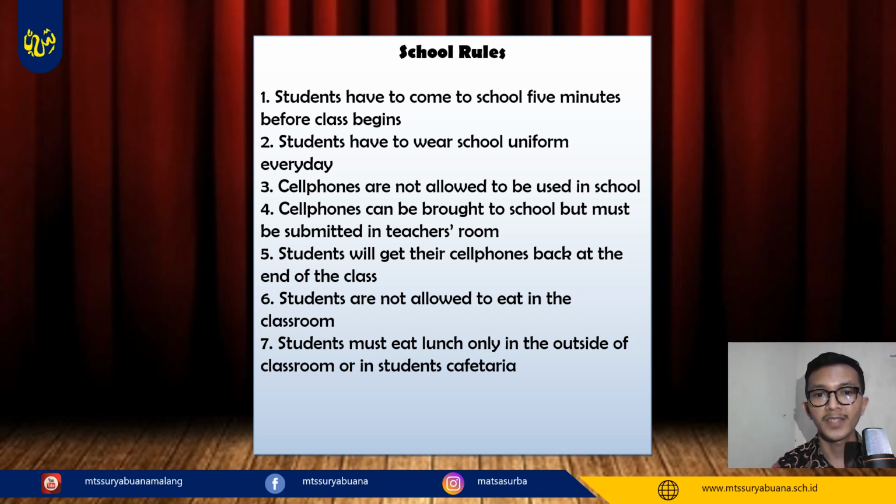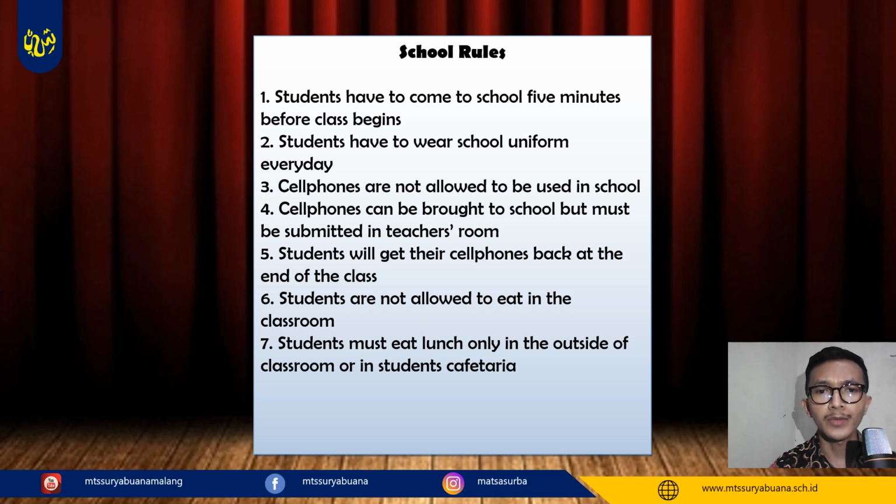School rules. I will read the school rules number 1 up to number 7 for you. Students have to come to school 5 minutes before class begins. Students have to wear school uniform every day. Cell phones are not allowed to be used in school. Cell phones can be brought to school but must be submitted in teacher's room. Students will get their cell phones back at the end of the class. Students are not allowed to eat in the classroom. Students must eat lunch only in the outside of classroom or in students' cafeteria.